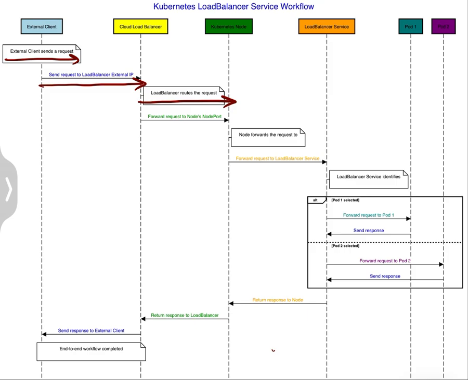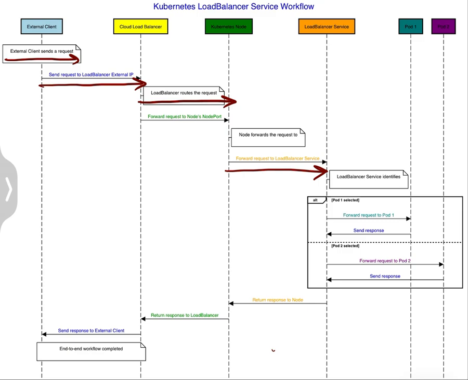3. Node forwards request to the load balancer service. Once the request reaches the selected Kubernetes node, it is forwarded to the load balancer service running on that node. This is possible because the NodePort service created by the load balancer exposes the service on each Kubernetes node at a specific port range, 30000 to 32767.